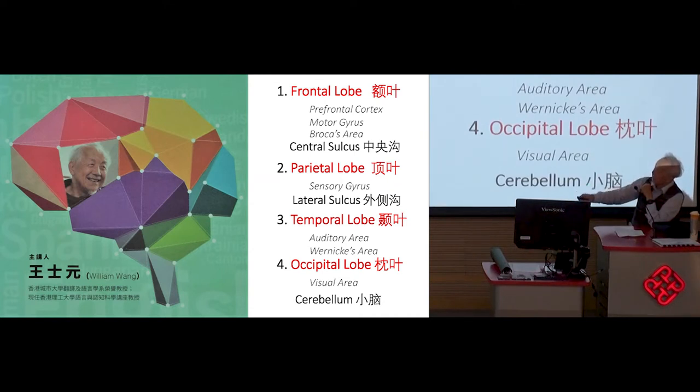Behind the central sulcus is the counterpart. Instead of motor, it's sensory. So we have the central sulcus. Again, the body is represented upside down. The other major sulcus, in addition to the central sulcus, is the lateral sulcus. And below the lateral sulcus is the temporal. The temporal lobe has two very important areas for linguists. An auditory area somewhere around here, and behind it, Wernicke's area, which is very important for semantics.